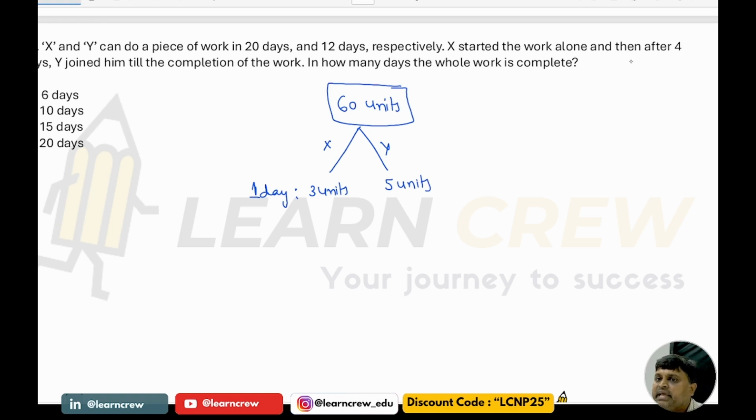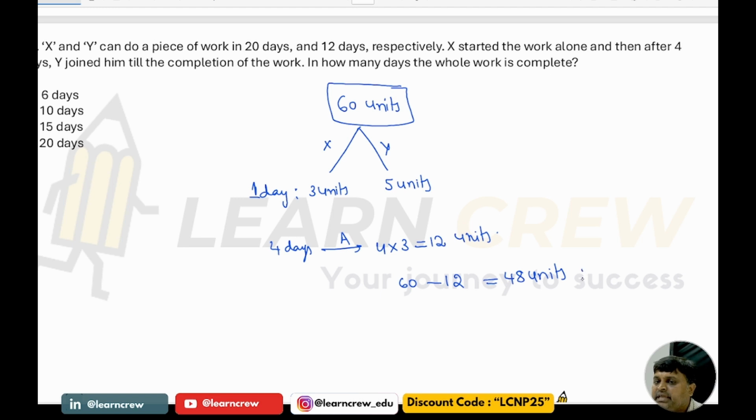X started the work alone. After 4 days Y joined. So for the first 4 days, A is alone. A alone is doing how much? 4 into 3, 12 units. Y joined him after 4 days till the completion of work. So out of 60 units, if 12 units is completed by A alone, the remaining is 48 units.